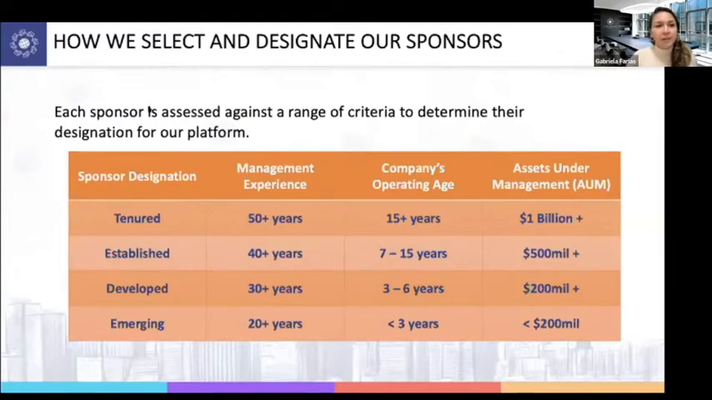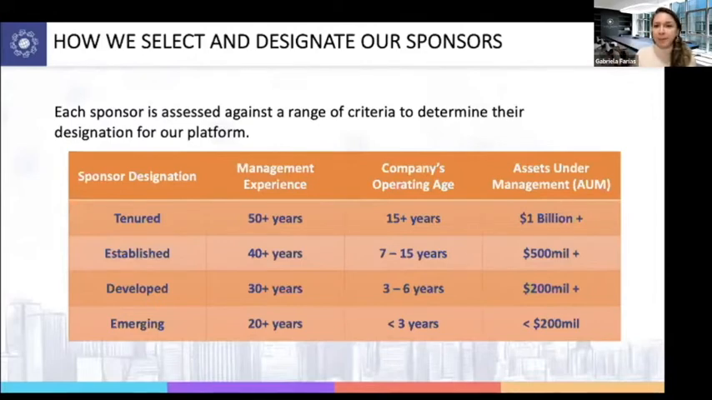Something else I just want to highlight here is that we actually select and designate our sponsors on our marketplace, specifically titling them as either tenured, established, developed, or emerging. And what we'll see just now is that of the 3 current offerings on our marketplace, 2 offerings are with 2 tenured sponsors and 1 with an established sponsor. And these are quite significant metrics to be held to.